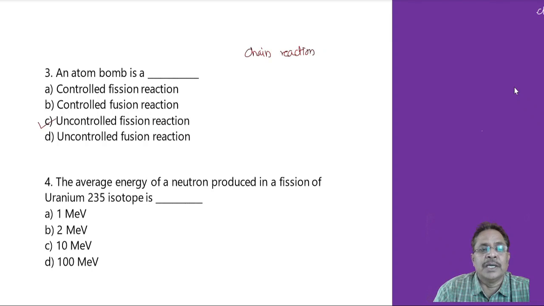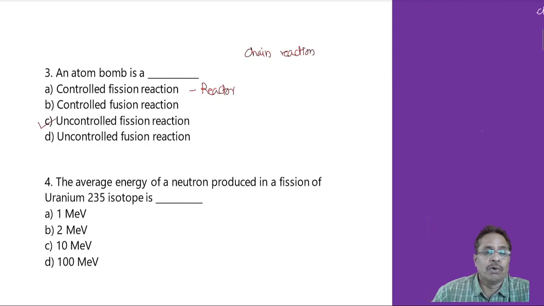and therefore C is the correct option, uncontrolled fission reaction. Whereas controlled fission reaction takes place in nuclear reactors, and controlled fusion reaction can also be carried out in the laboratory, while uncontrolled fusion reaction, as we see, is the basic source of energy generation in most of the stars found in different galaxies.